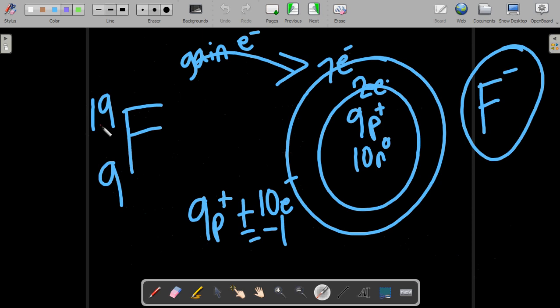And then if we take fluorine, fluorine has 9 protons and 9 electrons when it's neutral. But because 7 of those electrons are in the outer shell, it's much easier to gain 1 than lose 7. So fluorine tends to gain an electron. And when you gain electrons, that means you have 9 positives and 10 negatives. So if you add those together, you get negative 1. So that is a negative fluorine ion. All right?